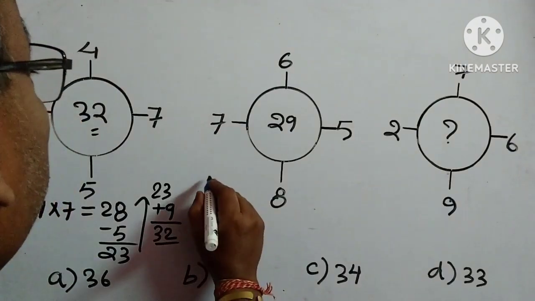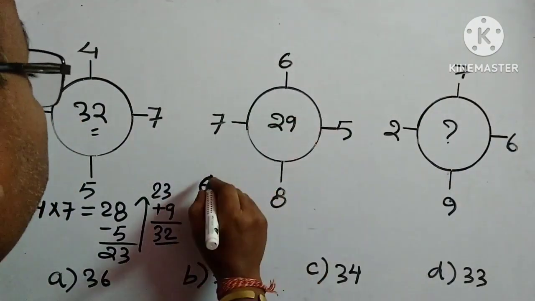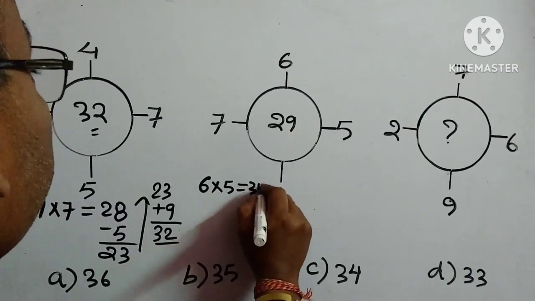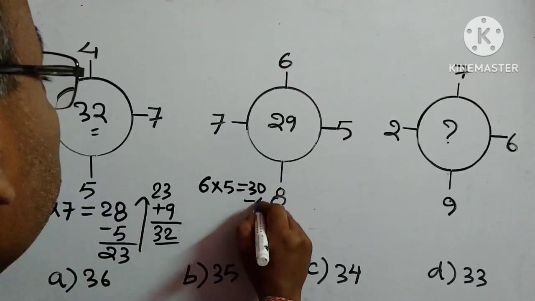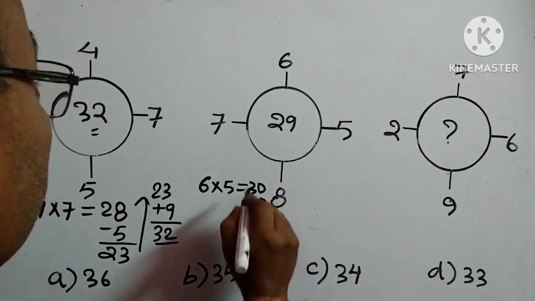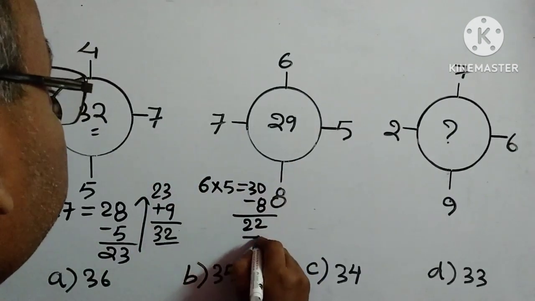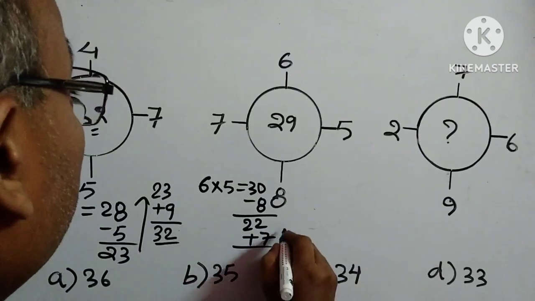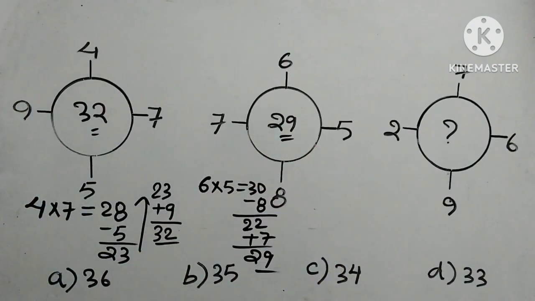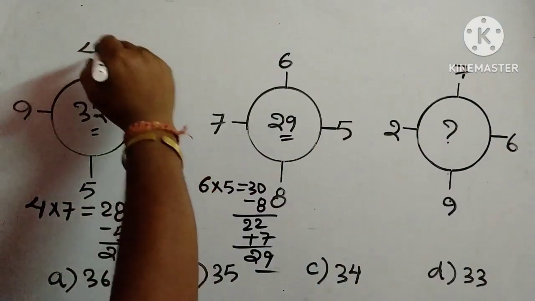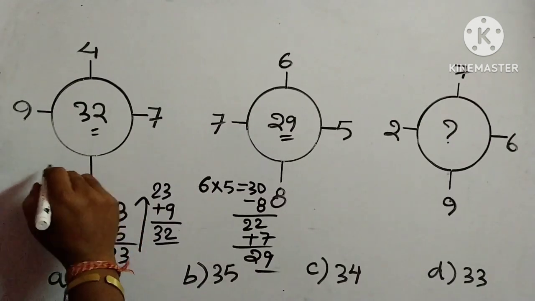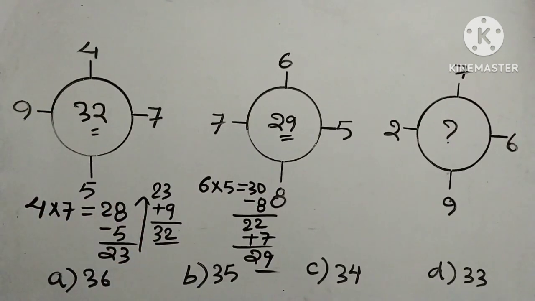We will check here whether it holds true or not. So we will multiply 6 and 5. So 6 into 5 is 30. And we will subtract this 8. So it comes to 22, and add 7. So it comes to how much? 29, which is given. What we are doing is multiplying these two numbers, then subtracting this number, and again adding this number.